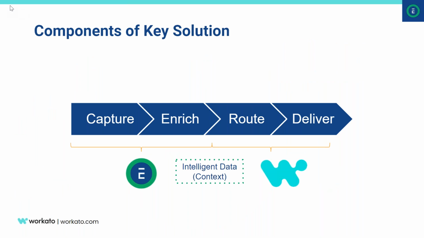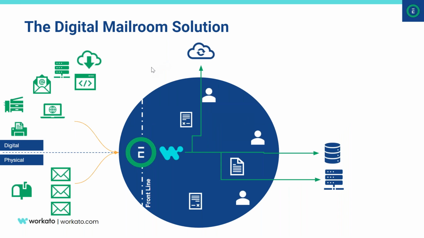If we're to look from a 30,000-foot view, these are the different steps. Ephesoft will capture and enrich the document, hand that intelligent data and that context to Workato to do its magic, right? Route, deliver, and do all those branching bits and pieces that may be required to get a document from point A to point B within any organization or external to the organization. Next.